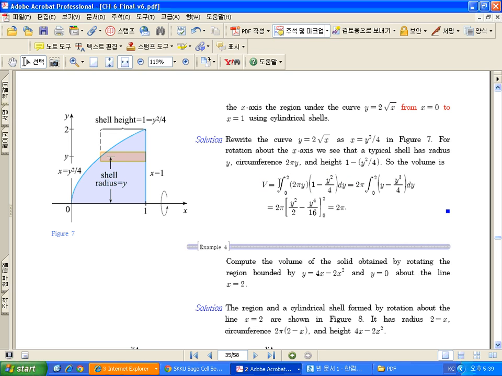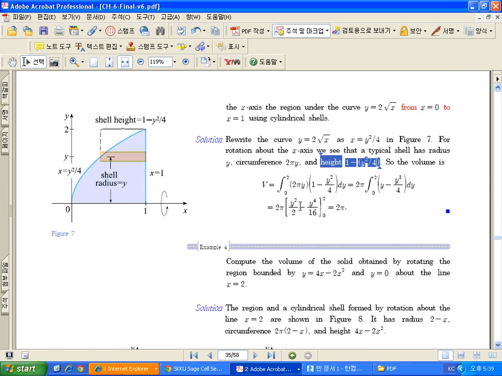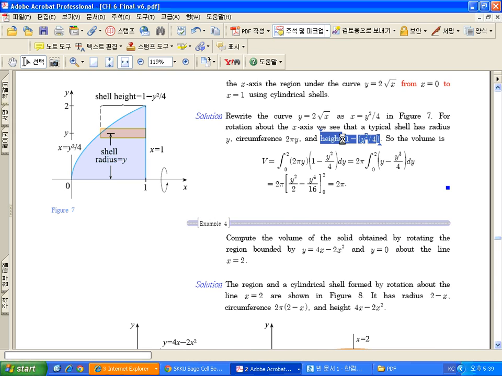So the volume is the integral from 0 to 2 of 2 pi y times f of y, which is this, and we have to subtract the 1 because we have to subtract this part, so y2 minus y1 gives the height, and then we integrate it to get 2 pi.